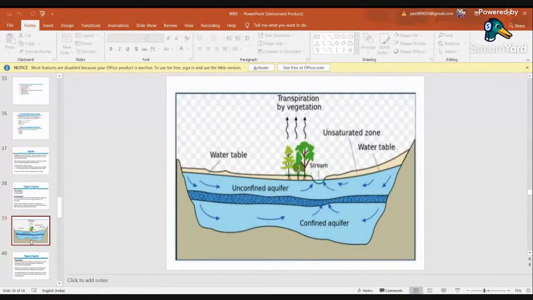Here see, a solid water body has been shown in this picture. Here see, a confined aquifer is an aquifer which is sandwiched between two soil strata.